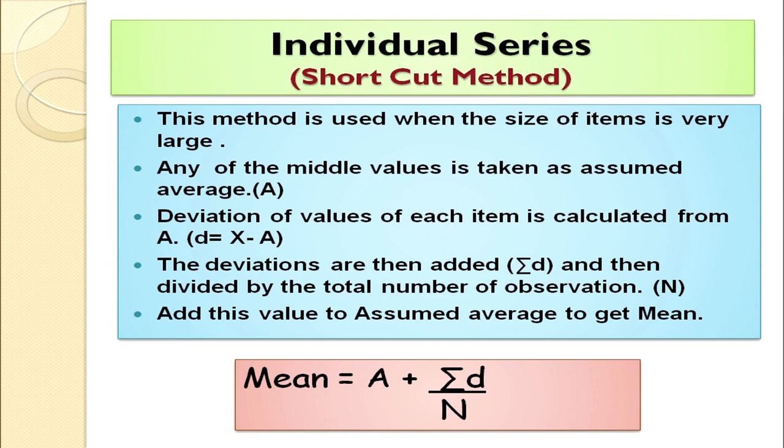Now, once we have got summation of D, we are going to divide it by the total number of observations, that is n. Whatever we get, we add it to the assumed average, and hence we get the formula. Mean is equal to assumed average plus summation of deviations taken from item values divided by number of observations. So, we have learned how to compute mean in case of individual series by shortcut method. Now, let us take an example to understand it.